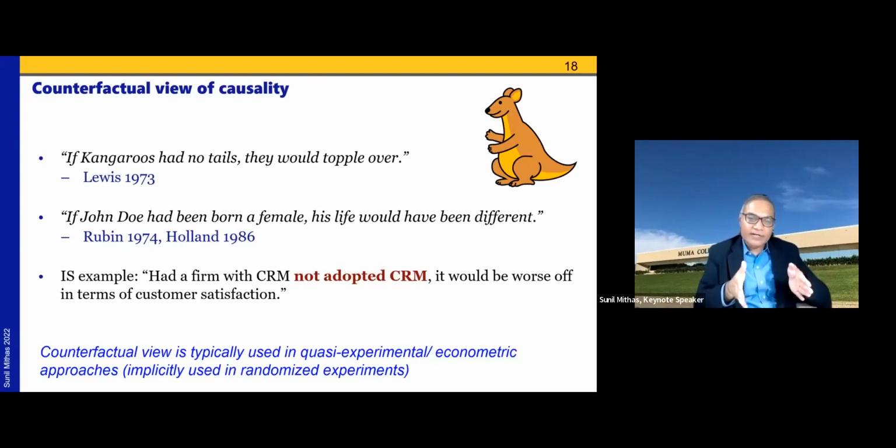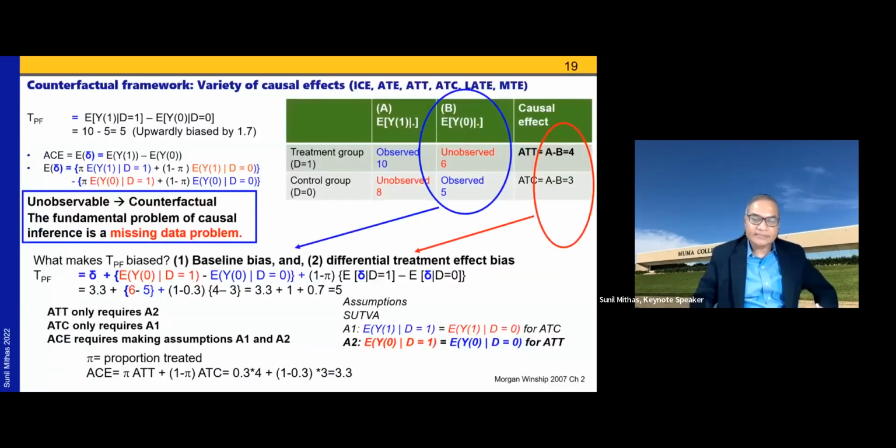So in the real world, you will see a firm either with CRM or without CRM. And you are asking yourself the question that, keeping all things constant, in a parallel universe there is this other situation, whether this firm does not have CRM. Do I see customer satisfaction performance that is worse or is it better? So this is the approach that is motivated in the counterfactual view of causality, and it is implicitly used in randomized experiments. I'm not going to go through this slide, but I just wanted to give you a flavor of how this approach really works. Okay.